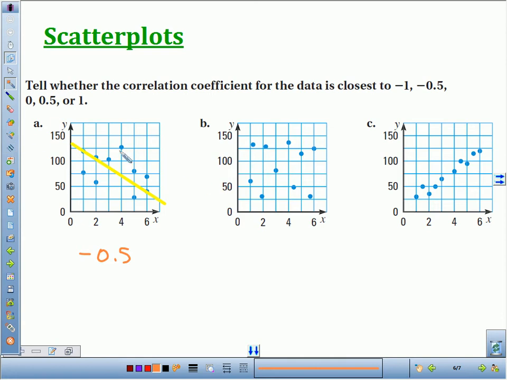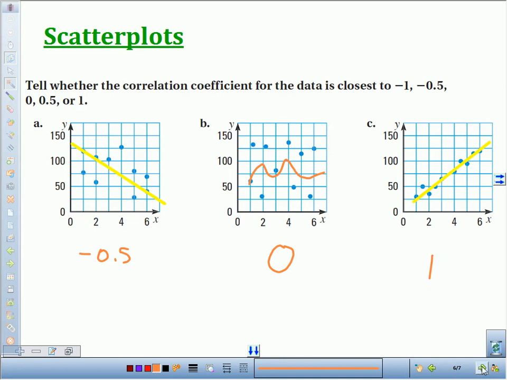In B here, we can't really see much of a direction that they're going in. So I would say that the correlation coefficient here would be 0. And our last one in this little bit, this is moving in a generally positive direction. And it looks to me like they're fitting to the line pretty well. So I would say that this correlation coefficient is closer to 1.